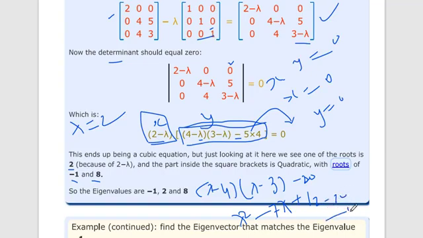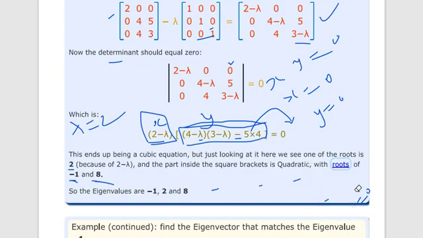Now this becomes minus 8. So one root is -1 and one root is -8. Solve this: lambda square minus 7 lambda minus 8 is equal to 0. We can solve this equation and we get lambda of -1 and 8. So here, in this 3 by 3 matrix, we have 3 eigenvalues: -1, 2 and 8.